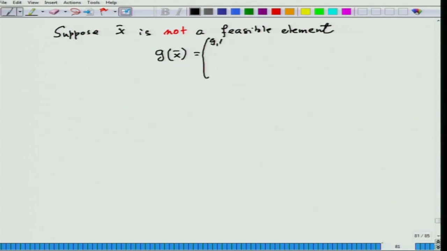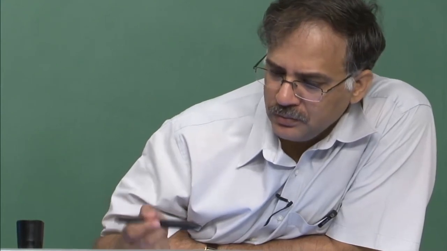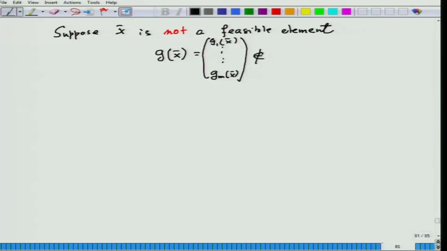So, if I am writing this, then one of these quantities is strictly bigger than 0, any one of them. So, that means that this vector cannot belong to the negative of Rm plus, in the sense that all of them are not less than or equal to 0, but Rm plus is a closed convex cone and this is the point outside it.